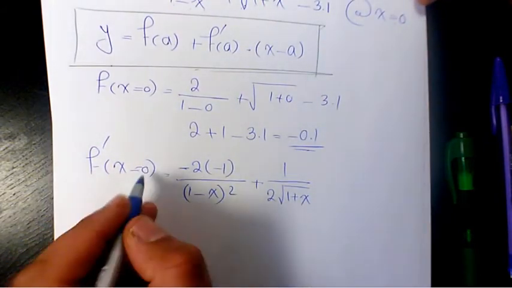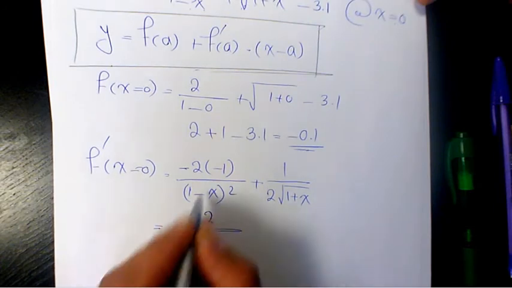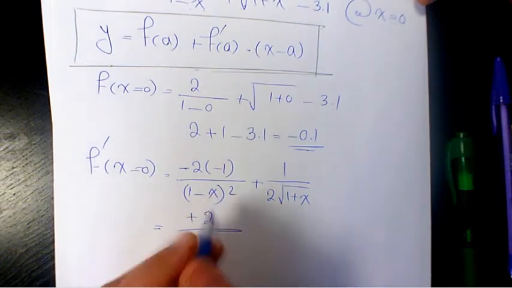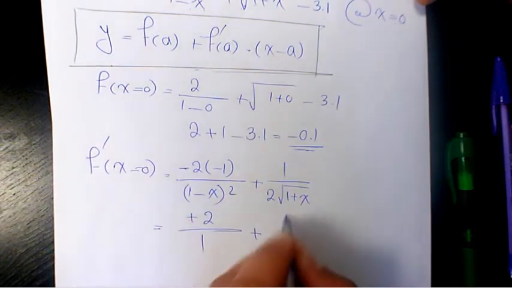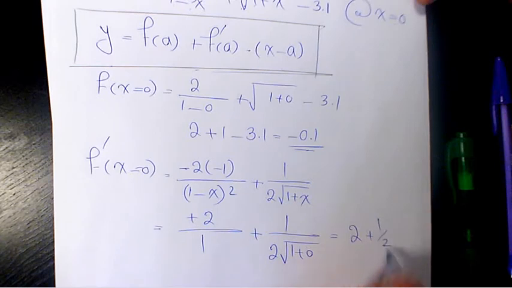So then you put x equals 0. It's going to be plus 2 over (1 minus 0), which is 1, to the power of 2 is 1, plus 1 over 2 times root 1 plus 0. So it's going to be 2 plus 1 over 2. That's going to be 2.5.